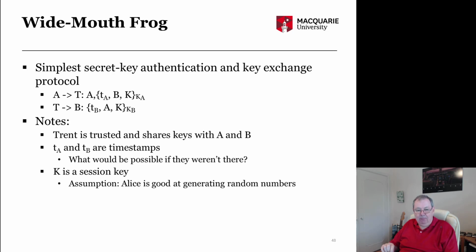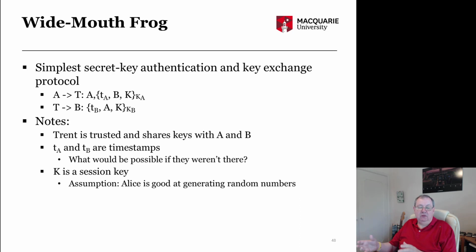Okay, there's a timestamp T_A, there's the name of B, and there is a key value. It's going to be a session key. Okay, she generates it as a cryptographically secure random number. So she takes those three components, concatenates them in some way, and then encrypts the whole lot using her secret key. It could be a DES key, would have been back in the days when this was first devised, or these days it could be an AES 128 key. And both Alice and Trent know that shared key. So she sends that to Trent.